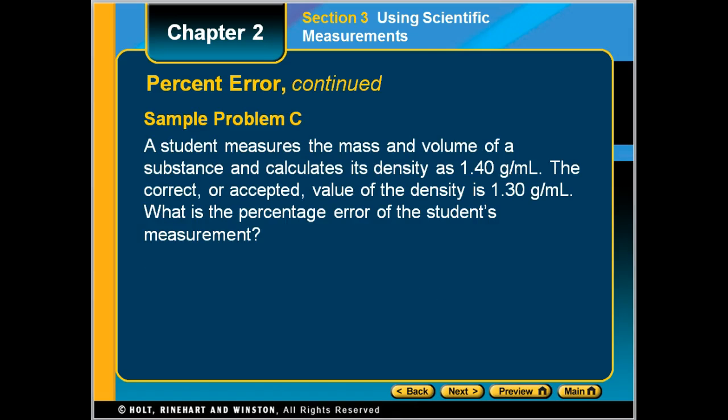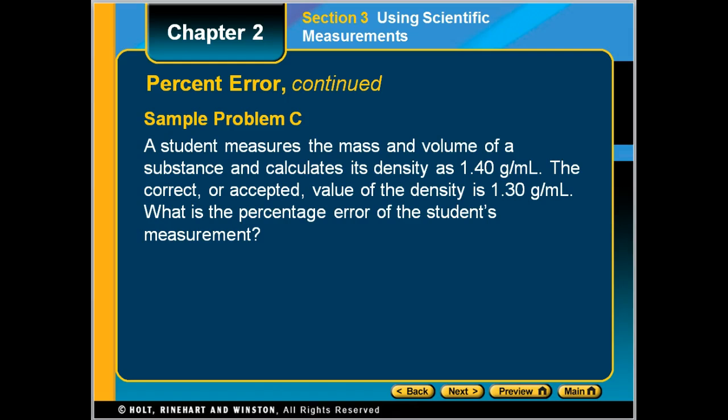So here's an example of calculating percent error. The sample problem says a student measures the mass and the volume of a substance and calculates the density as 1.40 grams per milliliter. The correct or accepted value of the density is 1.30 grams per milliliter. What is the percentage error of the student's measurement?